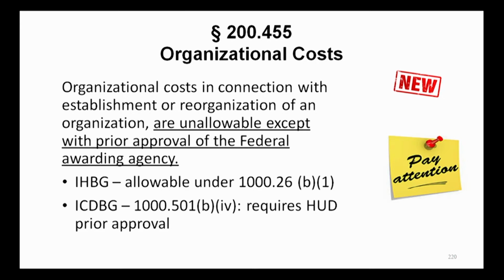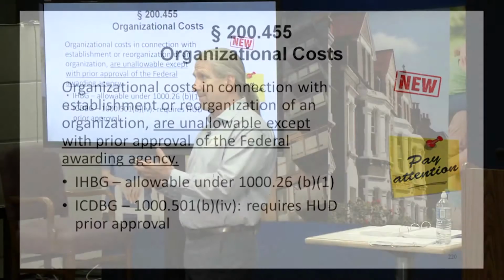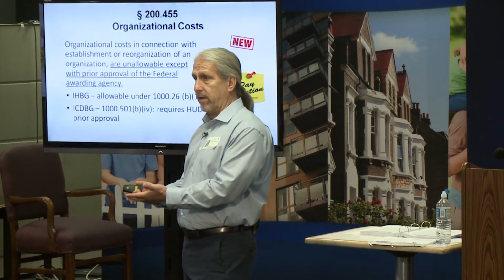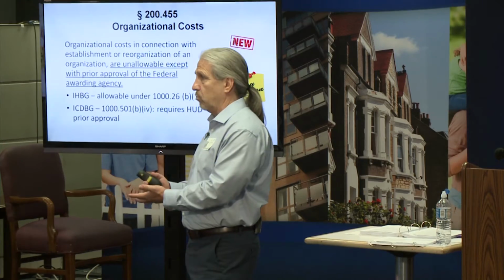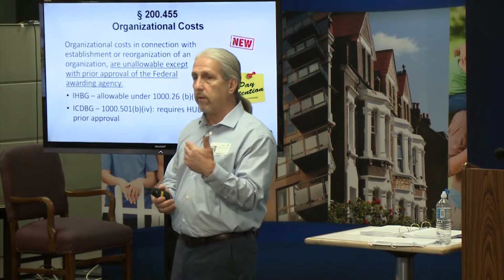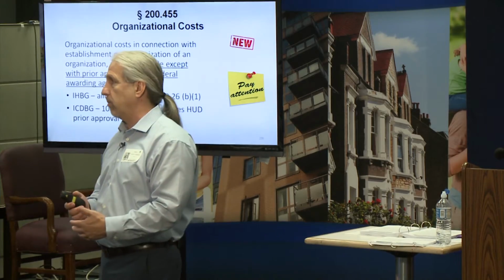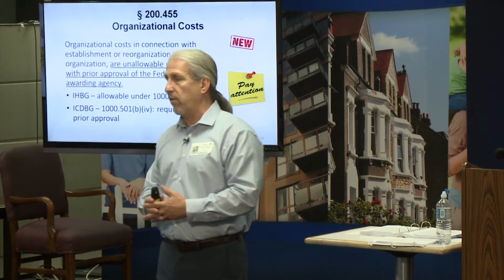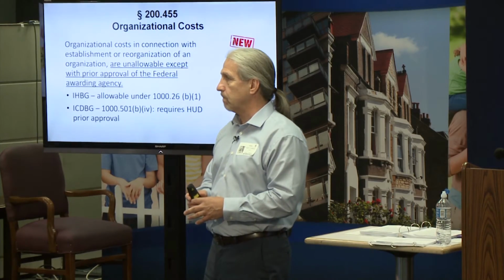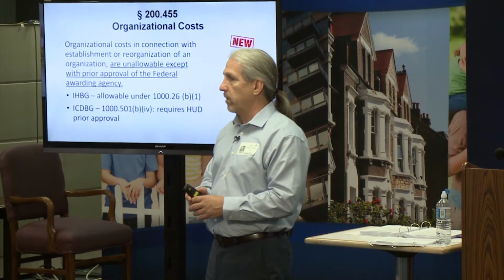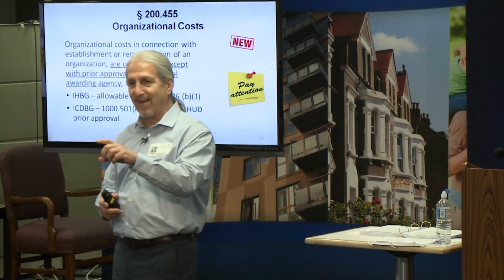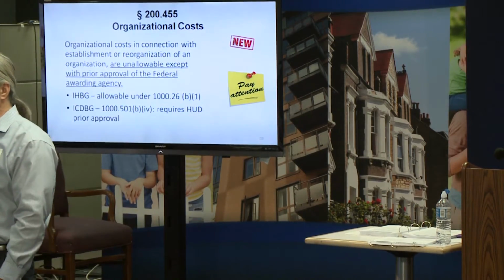So what's an organizational cost? Let's take a look at that. Let's have someone read that, because this question usually comes up in training. What kind of cost is that? Again, this is a cost that remains allowable under the Indian Housing Block Grant per 1026B1, but this cost would require prior HUD approval under 10501B. Anybody want to read that? Don't read the whole thing, but just give us the essence of what the organizational costs are.